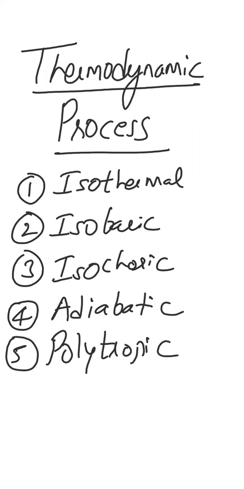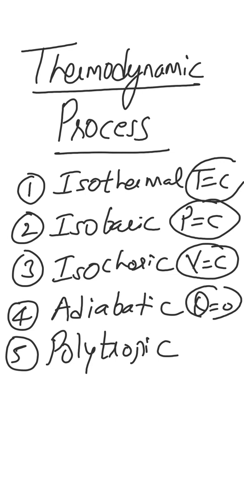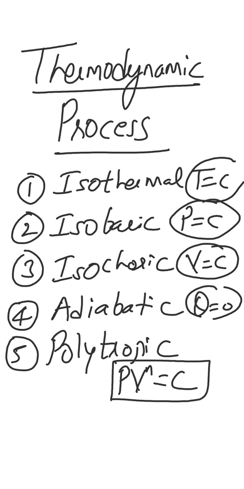In isothermal process, the temperature remains constant. Isobaric process, pressure remains constant. Isochoric process, volume remains constant. Adiabatic process, heat transfer is zero. Polytropic process is a reversible process. The equation for polytropic process is PV^n equal to constant. So these are different types of thermodynamic process: isothermal, isobaric, isochoric, adiabatic, and polytropic.